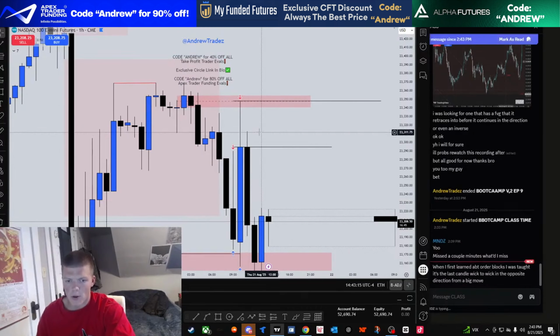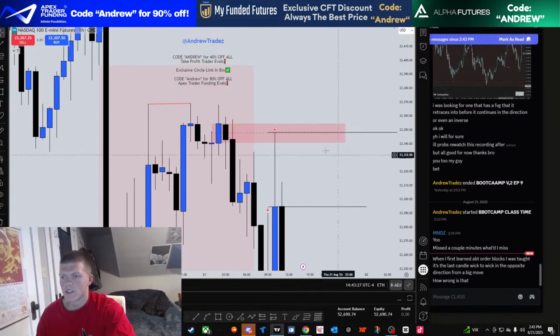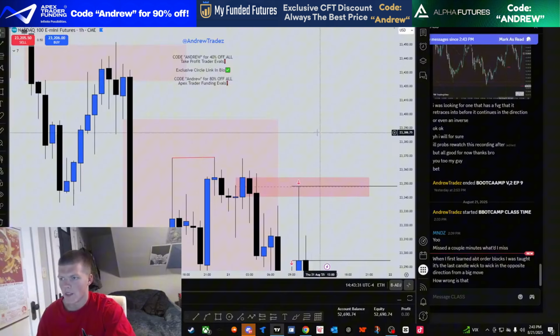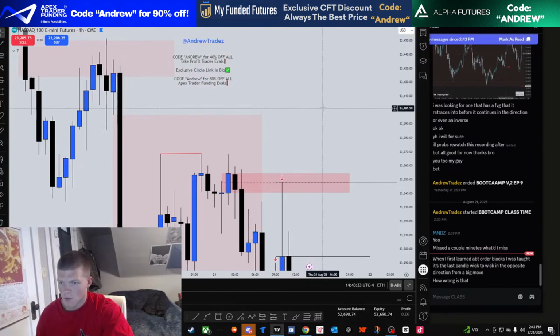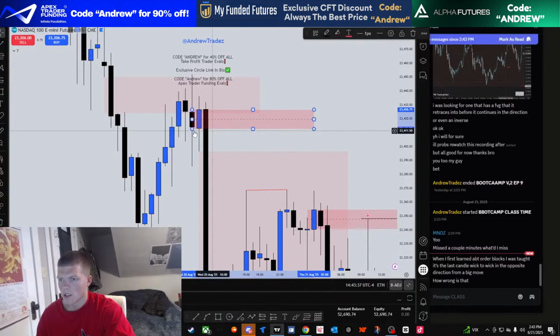When I first learned about order blocks, I was taught that it's the last candle of the wick in the opposite direction. I think it's way simpler than that. It's literally just two candles of the opposite color is an order block, and that's how I think about it. And then there's two parts of the order block, right? So if we take this as an example, we have an order block here, okay?